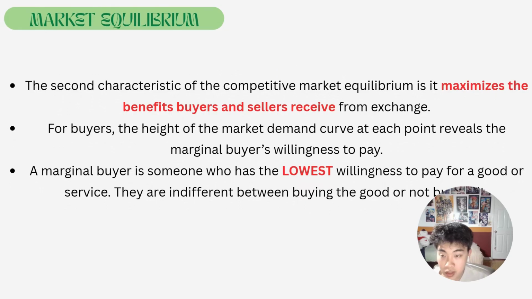And then the second characteristic of competitive market equilibrium is that it maximizes the benefits buyers and sellers receive. For buyers, the height of the market demand curve at each price reveals the marginal buyer's willingness to pay. A marginal buyer is someone who has the lowest willingness to pay for a good or service. They are indifferent about buying the good or not buying it. Basically, if the price of that good increases, they will automatically leave the market. So they have the lowest willingness to pay.